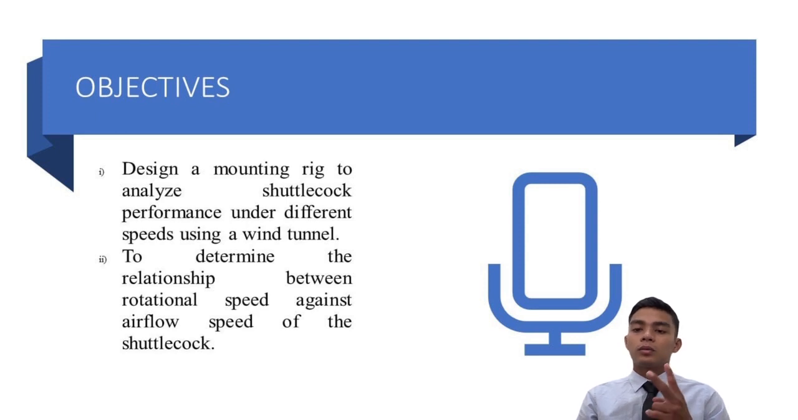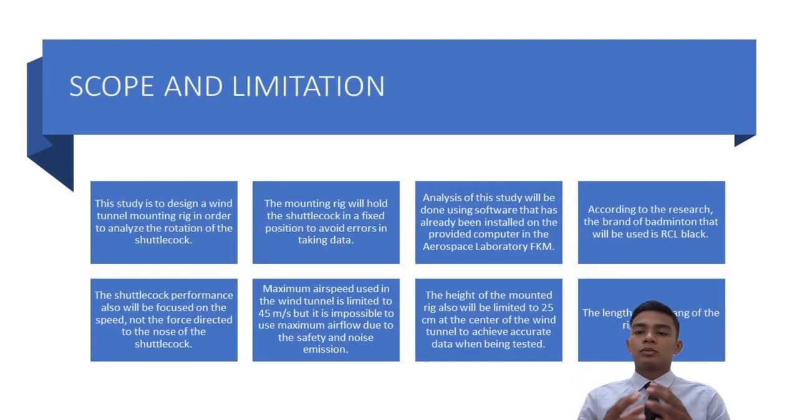There are two objectives in this study. The first one is to design a mounting rig to analyze shuttlecock performance under different speeds using a wind tunnel. And the second one is to determine the relationship between rotational speed and airflow speed of the shuttlecock. Scope and limitation of this study.